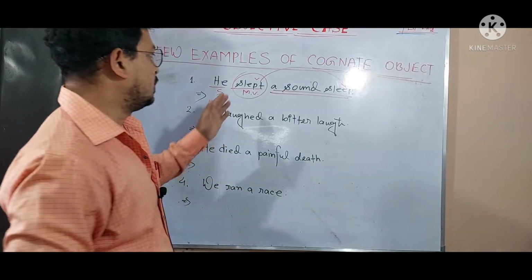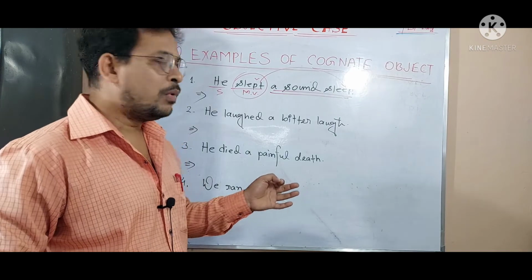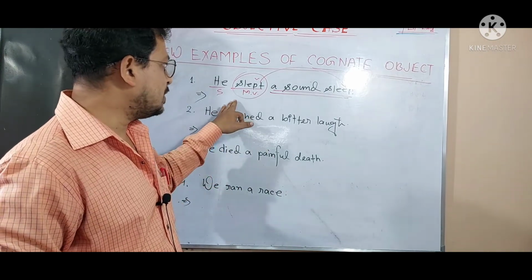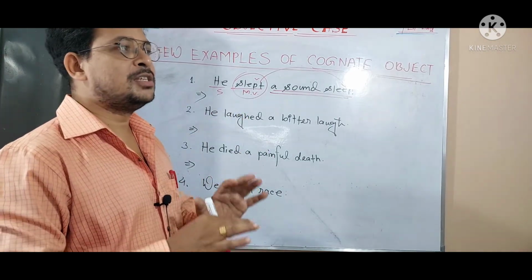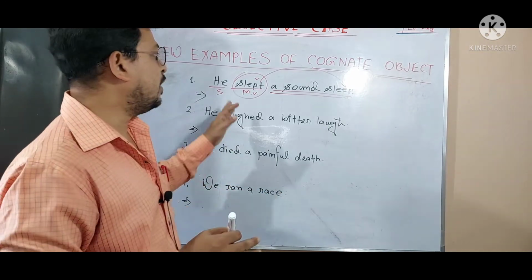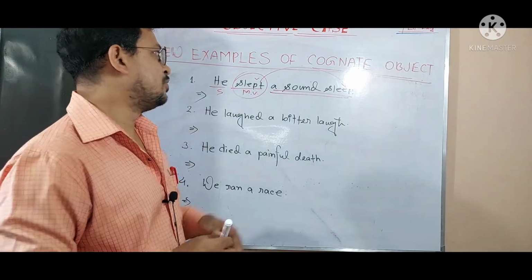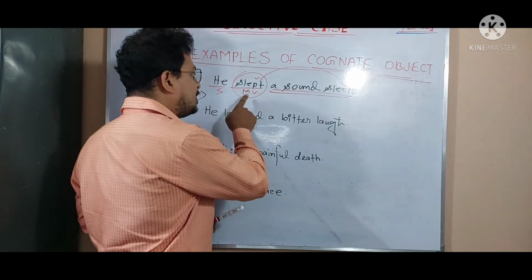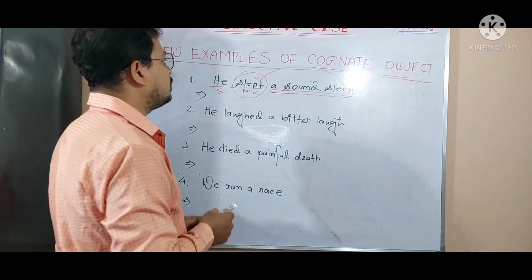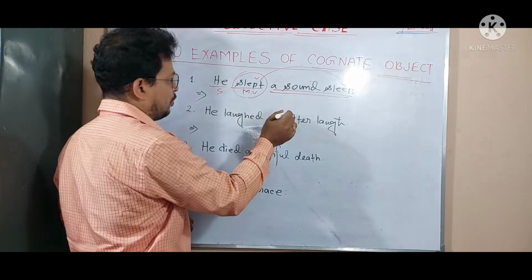So I told you that if you ask the verb slept "what" and "whom", nothing else will come out as a direct object or indirect object. This is why it is called an intransitive verb. Okay, he slept a sound sleep. This is the noun form of the same intransitive verb. So this is why it is called an intransitive verb, as well as a cognate object.